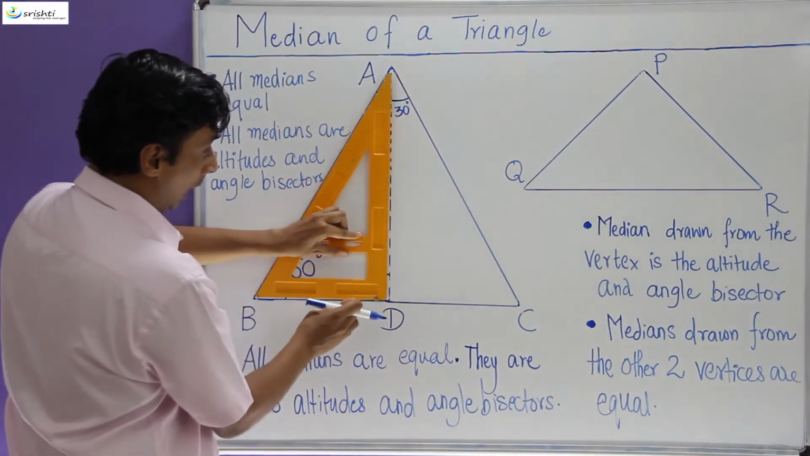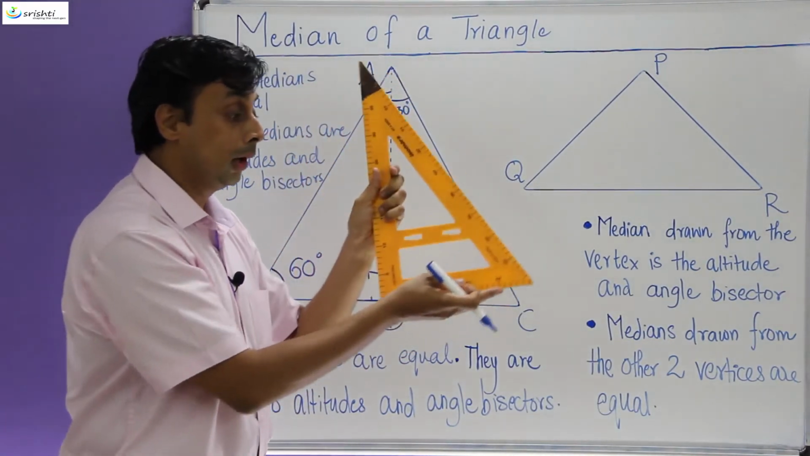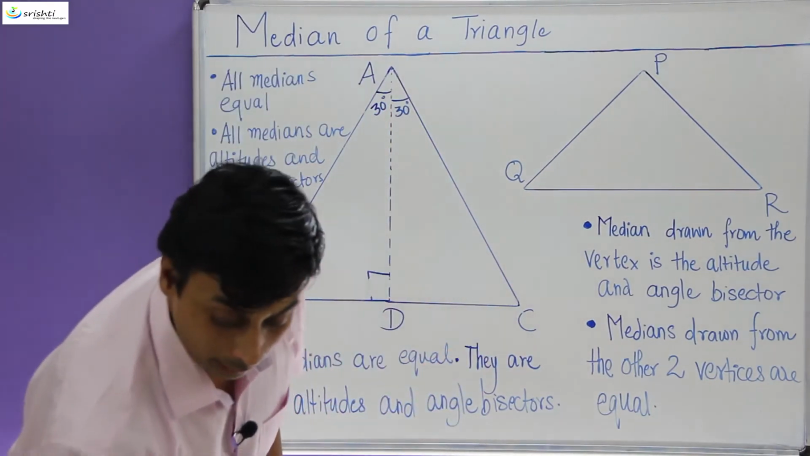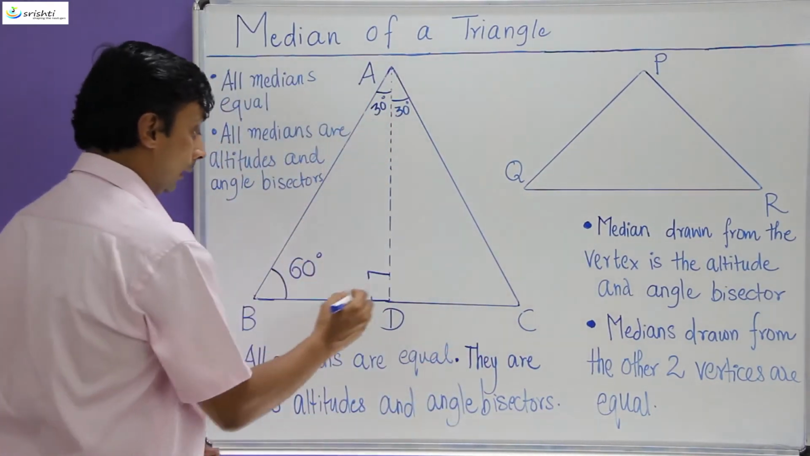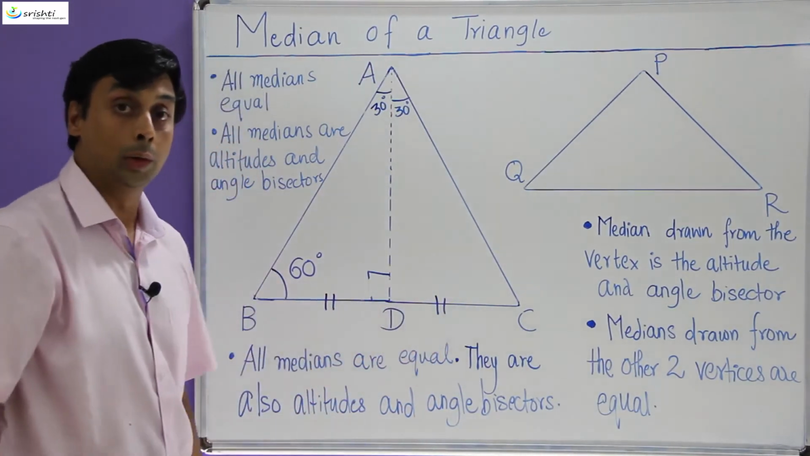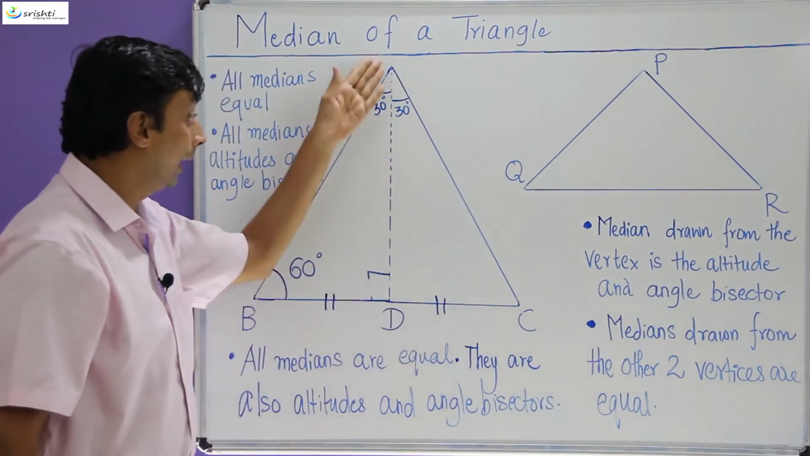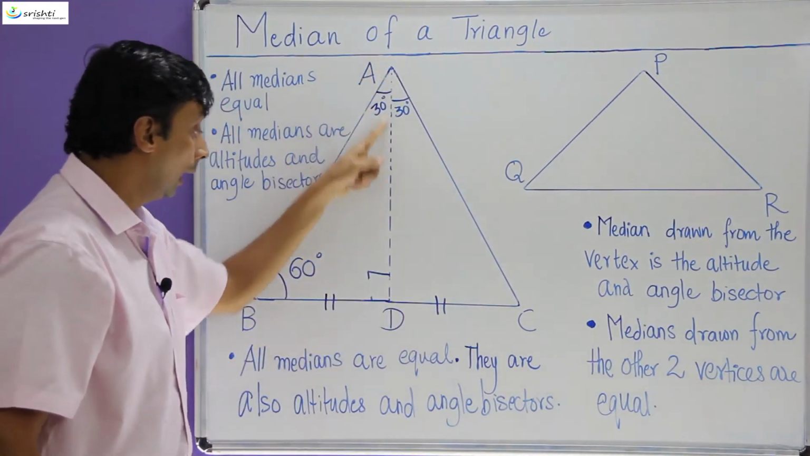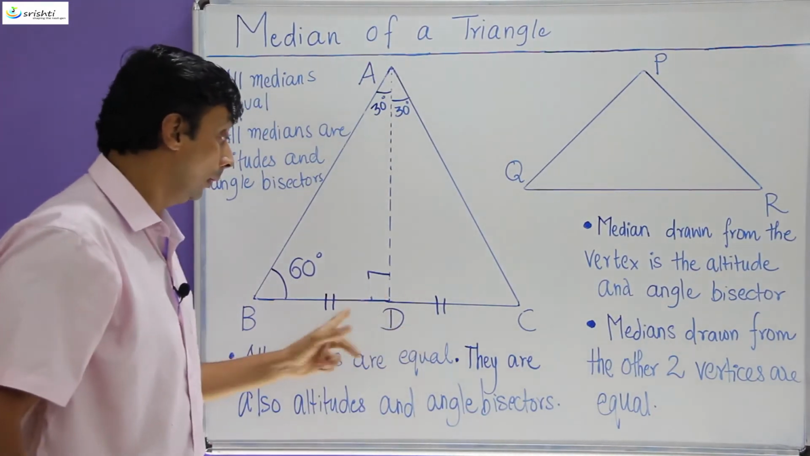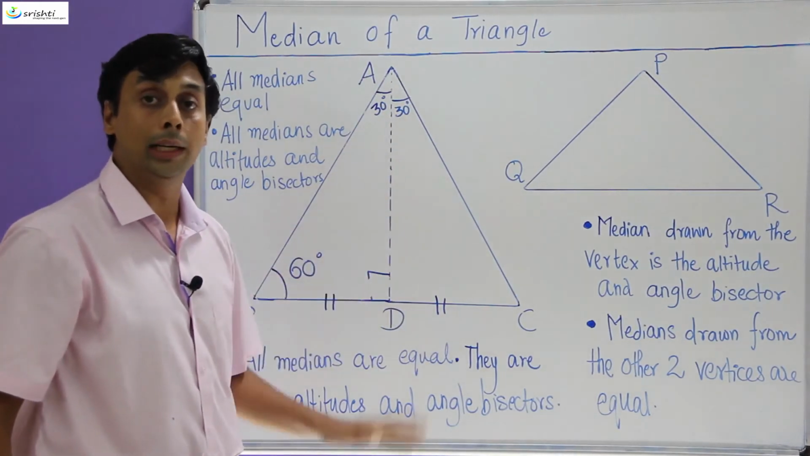So can't we conclude that BD is actually equal to DC, because both the sides were overlapping with the base of this set square? So that means this particular altitude and the angle bisector that we have drawn is also the median. It is dividing the base into two equal parts. So an equilateral triangle is that special triangle where the angle bisector, the altitude because of the 90 degrees, and the median because it divides the base into two equal parts, all these three are actually the same.